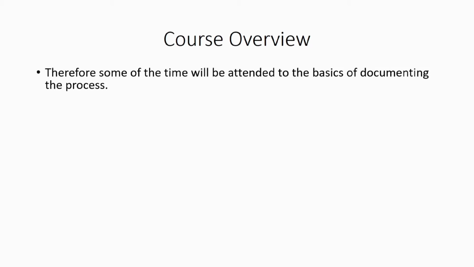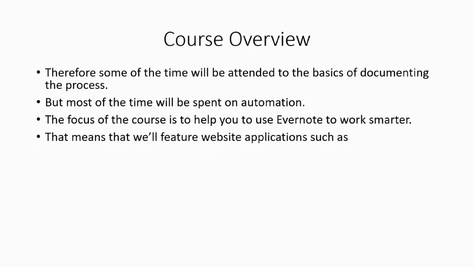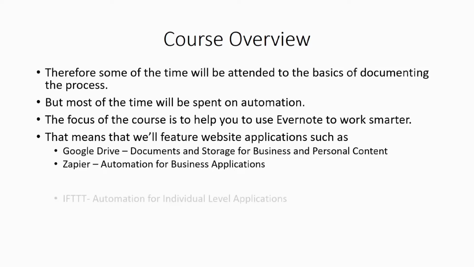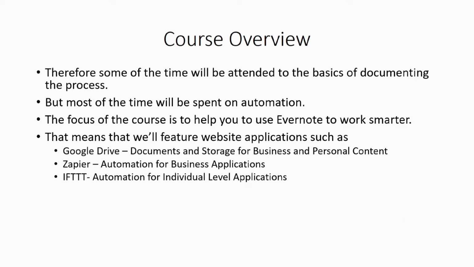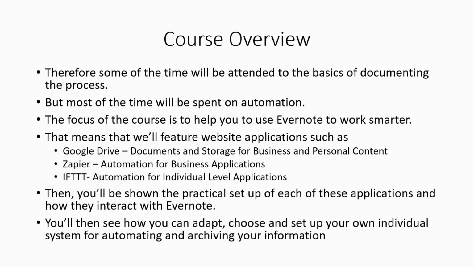Therefore, some of the time will be attended to doing the basics of documenting the process, but most of the time will be spent on automation. Now, the focus of the course is to help you to use Evernote to work smarter. And that means that we'll feature website applications such as Google Drive, Zapier, and IFTTT, or If This Then That. Then you'll be shown the practical setup of each of these applications and how they interact with Evernote. You'll then see how you can adapt, choose, and set up your own individual system for automating and archiving your information.